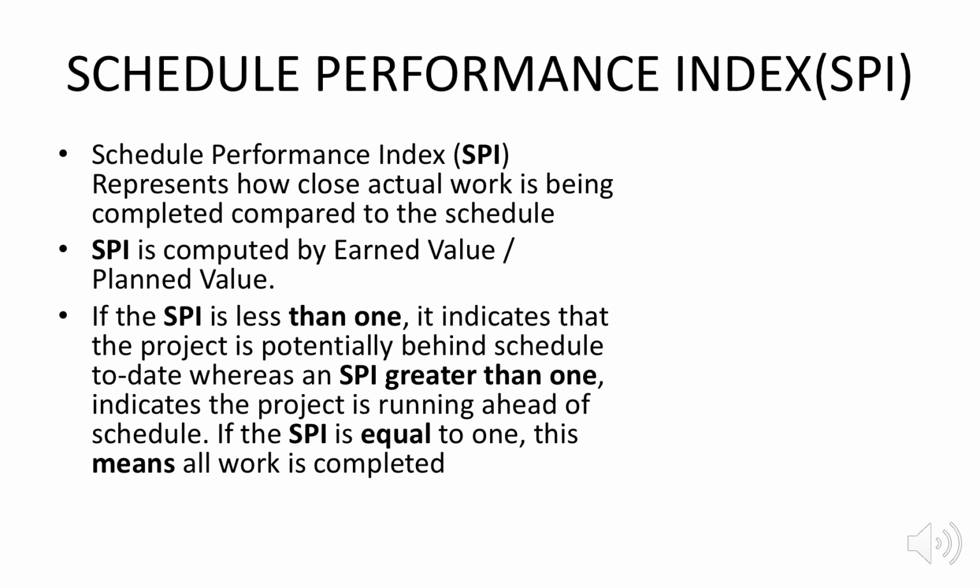If the SPI is less than 1, it indicates that the project is potentially behind the schedule. If SPI is greater than 1, it's running ahead. If SPI is equal to 1, it means the work is on schedule.